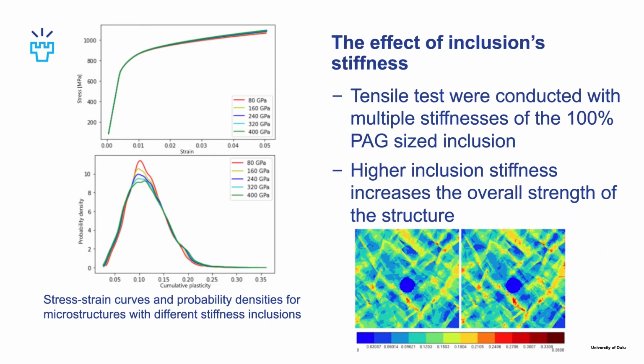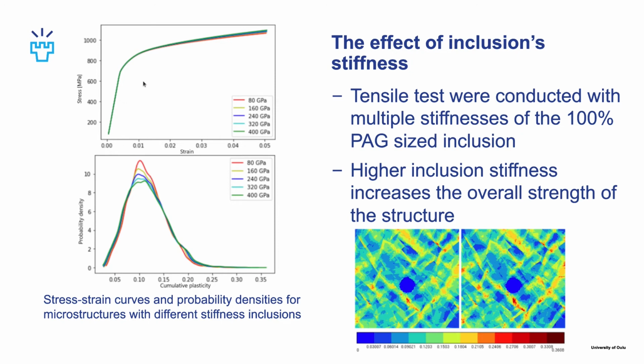And here the effects of the inclusion's stiffness was investigated. This was done with 5 different inclusion stiffnesses, and the 100% prior austenite grain size inclusion microstructure was used here. The stiffnesses went from 80 to 400 gigapascal, and here we can see stress strain curves for all of them.